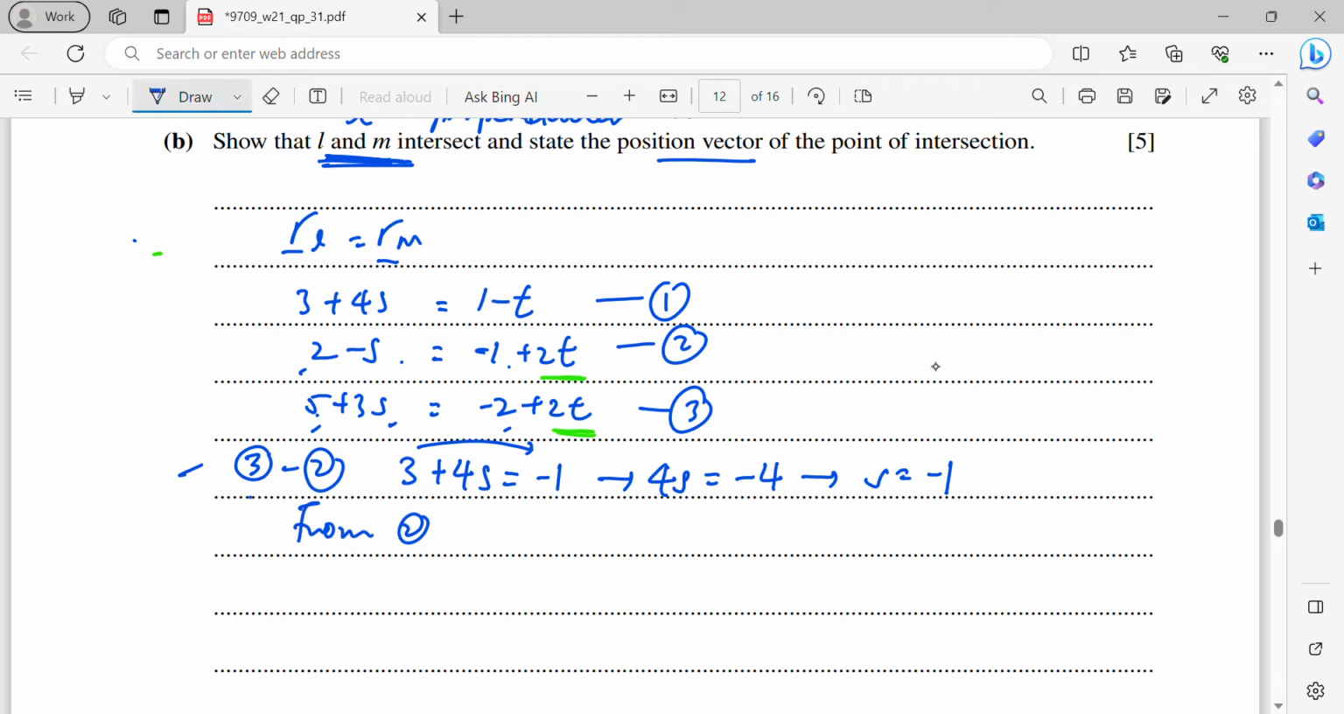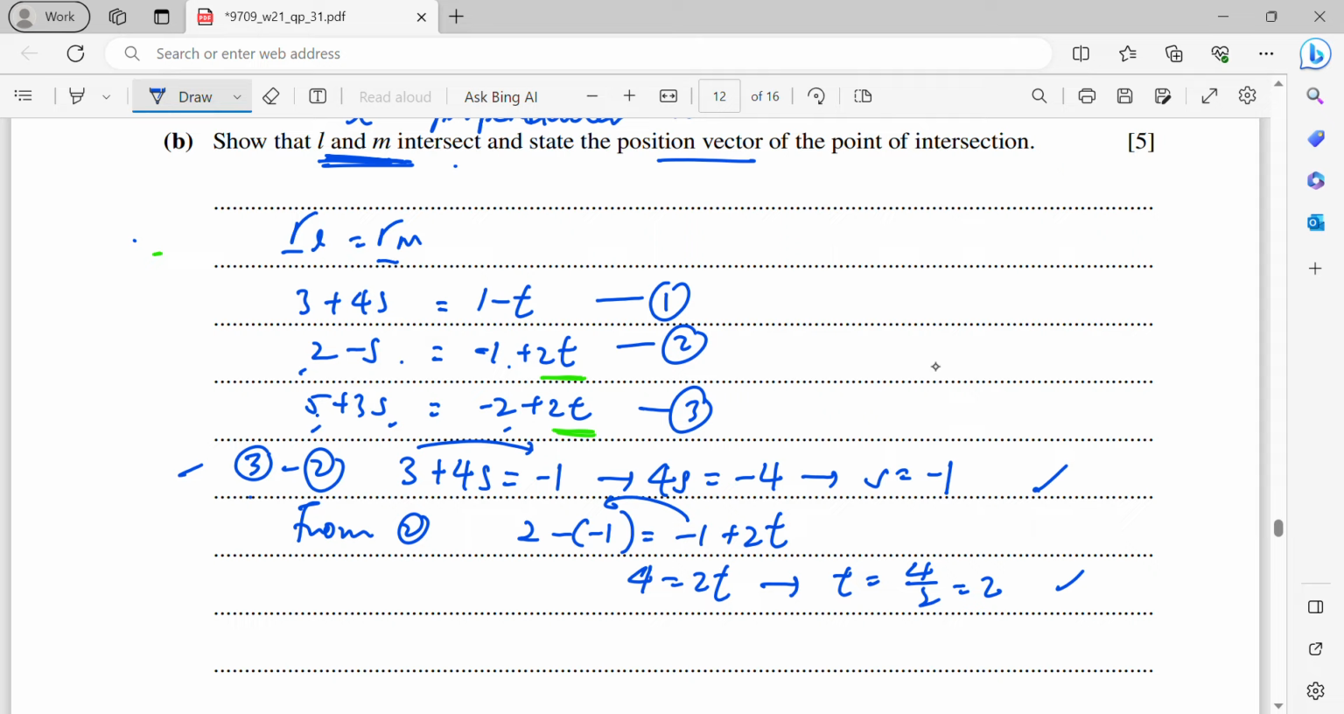From the second equation, 2 minus s is 2 minus (-1), which is 3. That equals to -1 plus 2t. So the -1 moves to the right side, and 3 plus 1 becomes 4. So 4 is 2t. Therefore, your t is 4 over 2, which is 2. Okay, I have found two unknowns. Then I have to show that two lines are intersecting.